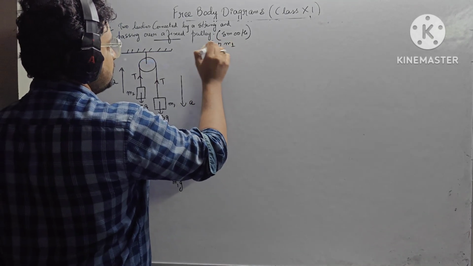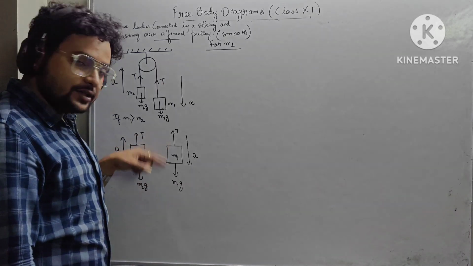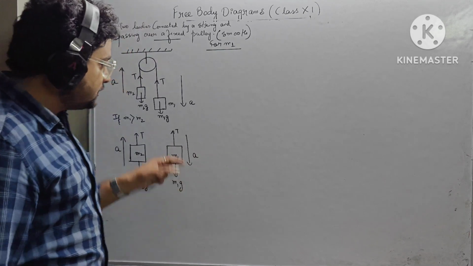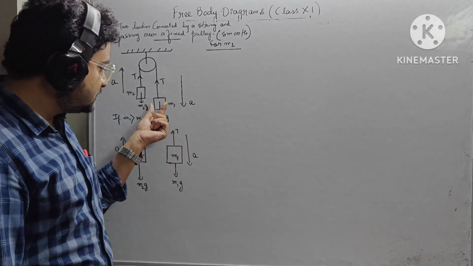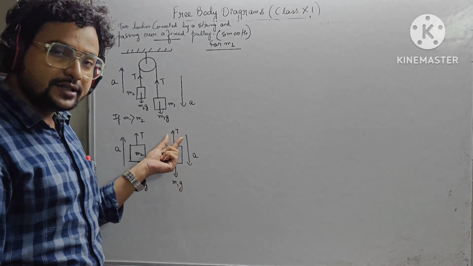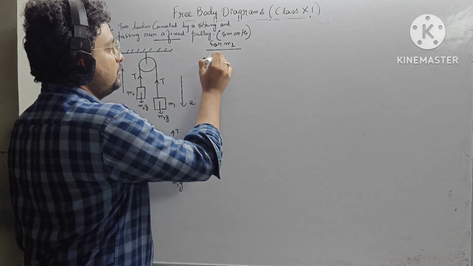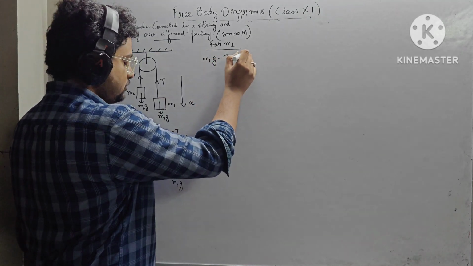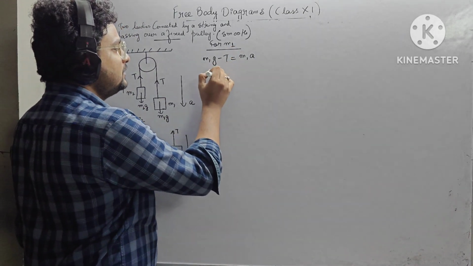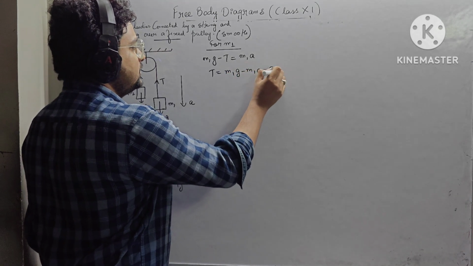Now let us do first for M1. What are the forces that are acting on this particular body? T is acting, M1G is acting. Which is greater? You see, this body is coming down. So since this body is coming down, M1G must be greater than tension. So the resultant force is M1G minus T. So M1G minus T will be equal to mass into acceleration. Right? From here, let us find out T. T will be M1G minus M1A. This is your equation 1.